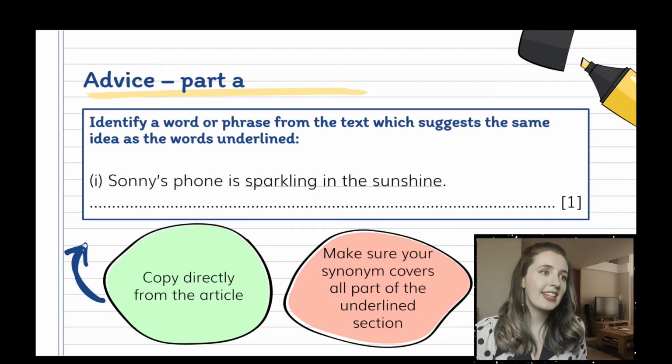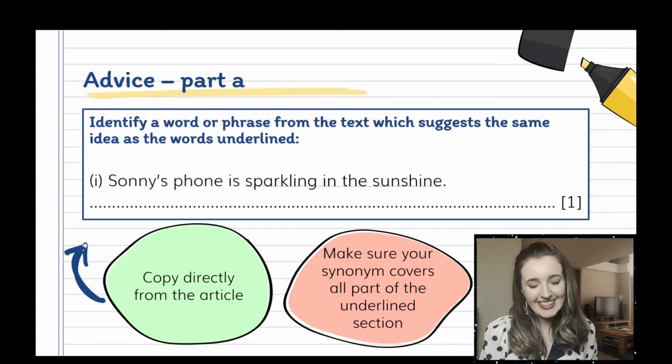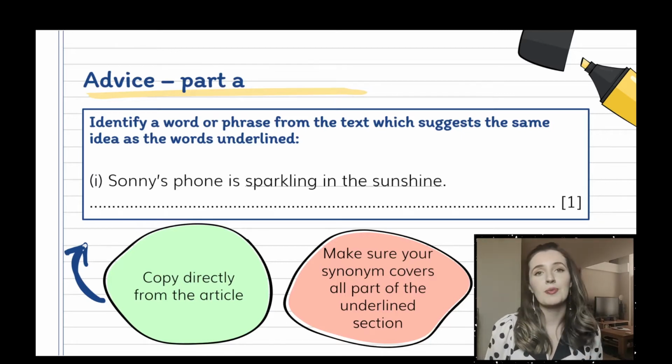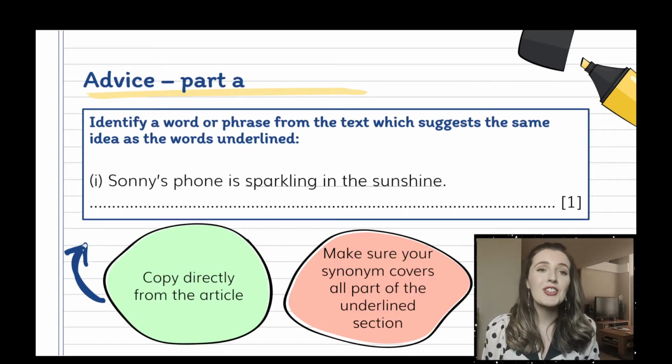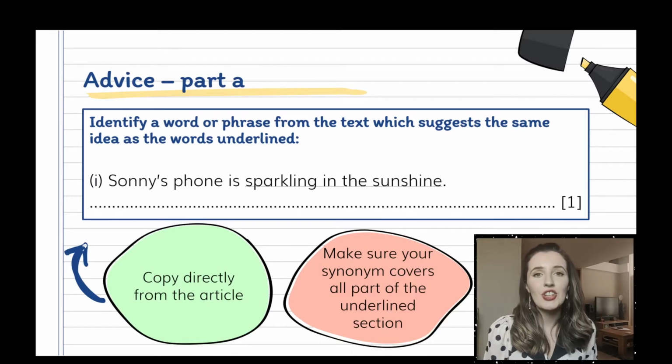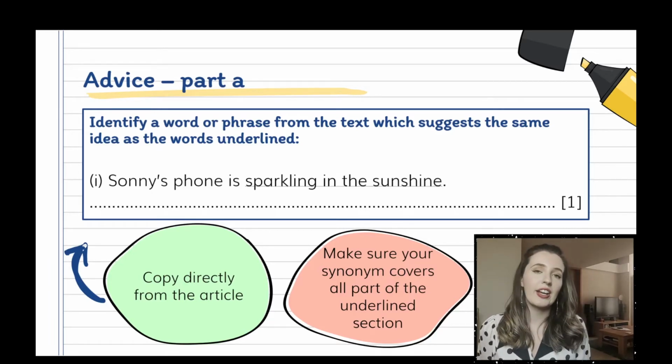My advice then is copy directly from the article. Please do not paraphrase or try to write in your own words. The question is specifically asking, can you copy down something from the text? So make sure that whatever you're copying down covers all parts of the underlined section. For example here, where it says sparkling in the sunshine, whatever you copy down needs to contain the same idea as sparkling in the sunshine, rather than just sparkling or just sunshine.